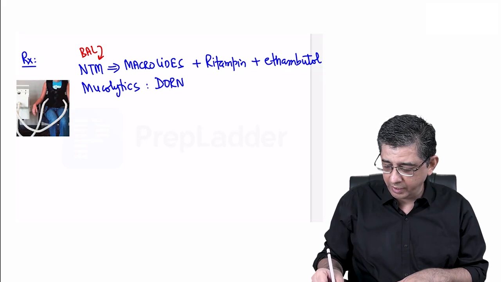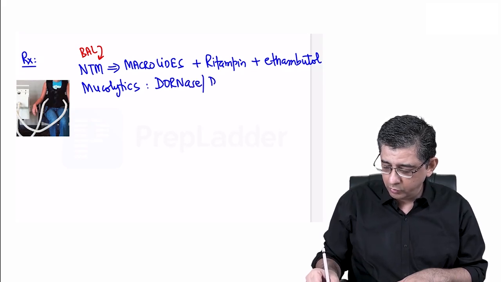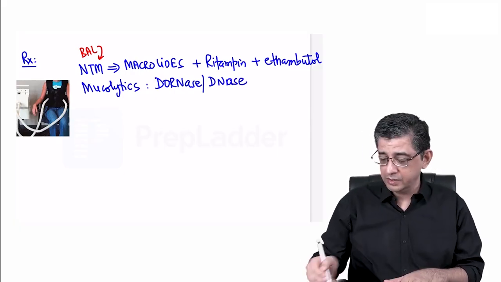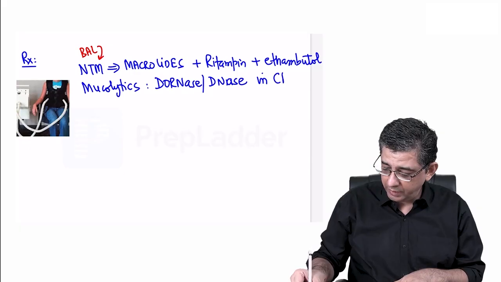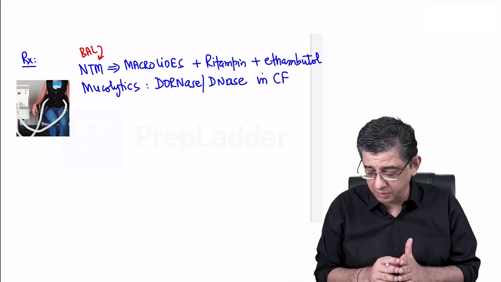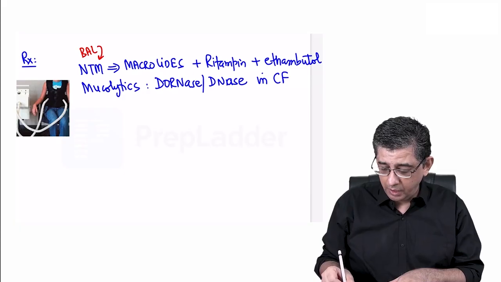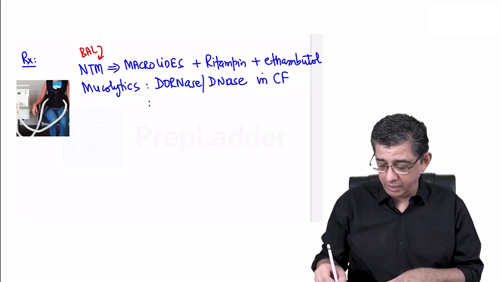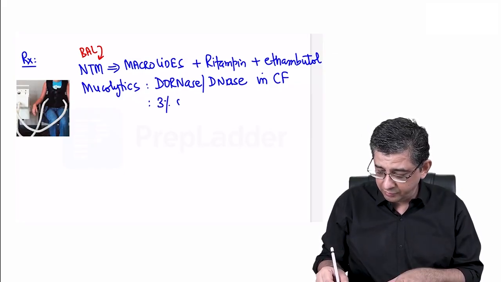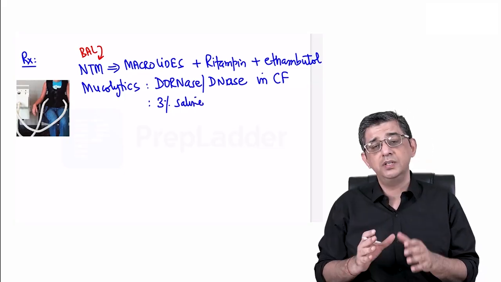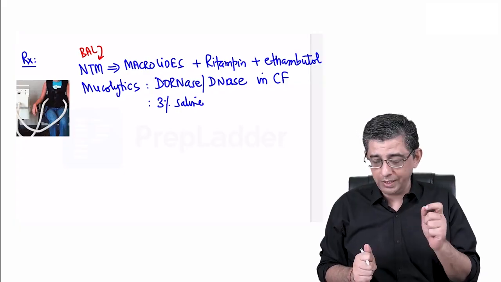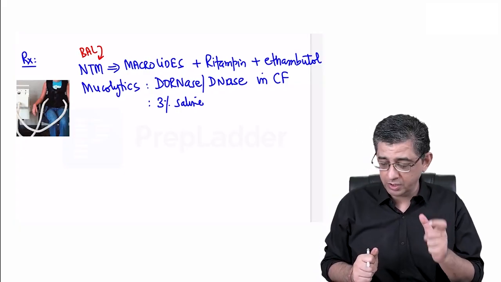So the brand name, like I'm writing, is Dornase, or you would have read about DNase. The bottom line is this product has been found to be highly effective in patients of cystic fibrosis specifically. Apart from this, I need to thin out the sputum. So I can be using 3% saline for the patient. The 3% saline will draw in water, so it will help in removal of those inspissated secretions, those stuck up secretions.